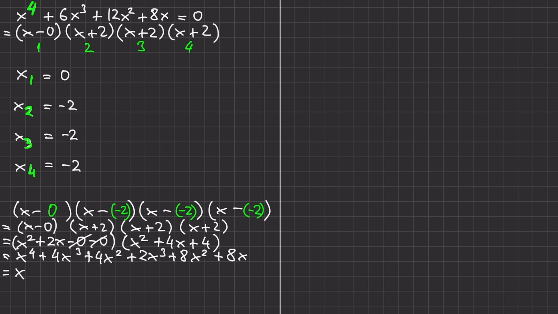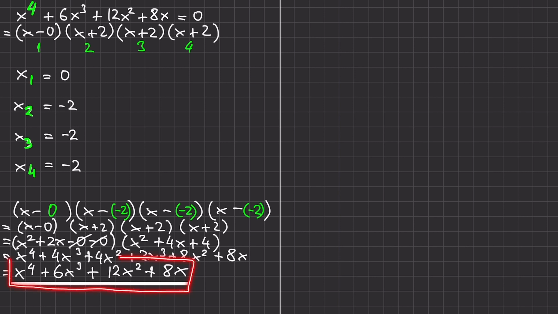So we get x to the 4th plus 6x cubed plus 12x squared plus 8x. So we found the function f of x equals x to the 4th plus 6x cubed plus 12x squared plus 8x when the zeros 0, negative 2 with a multiplicity 3 are given.